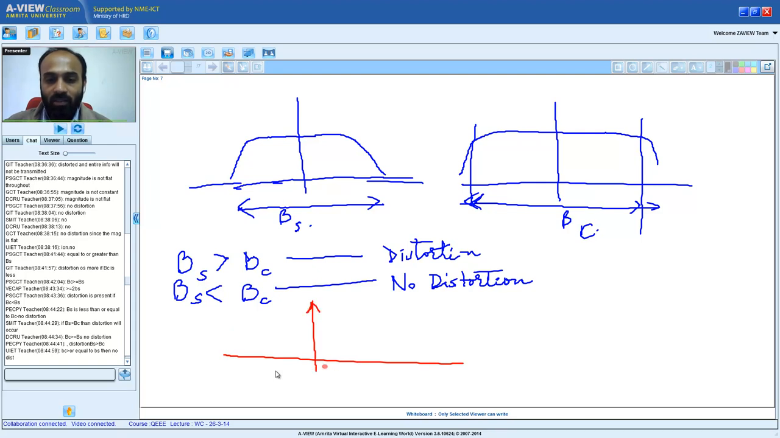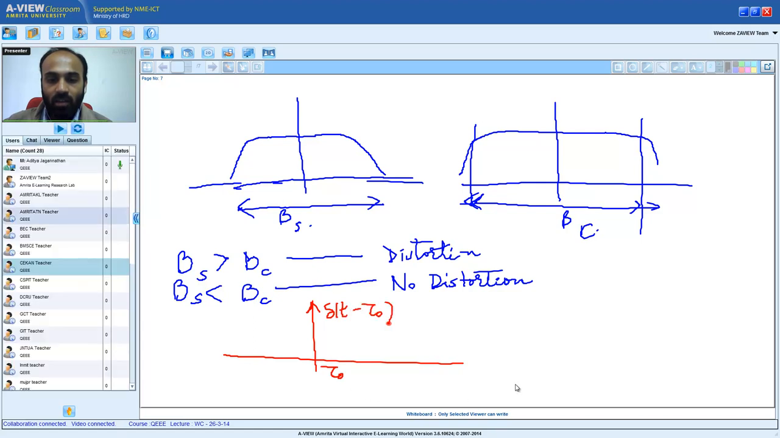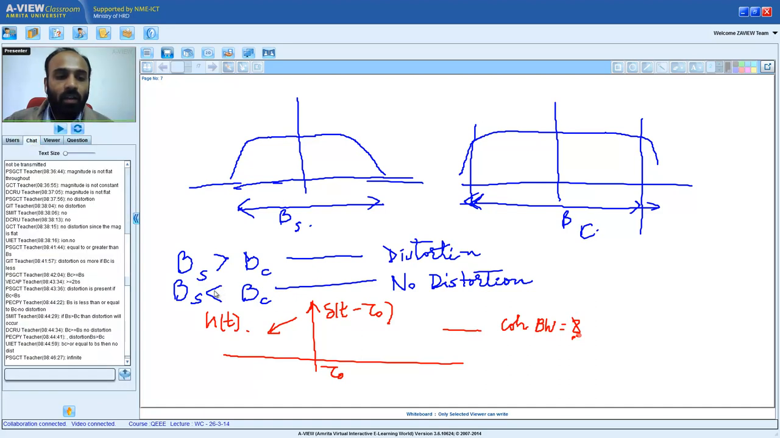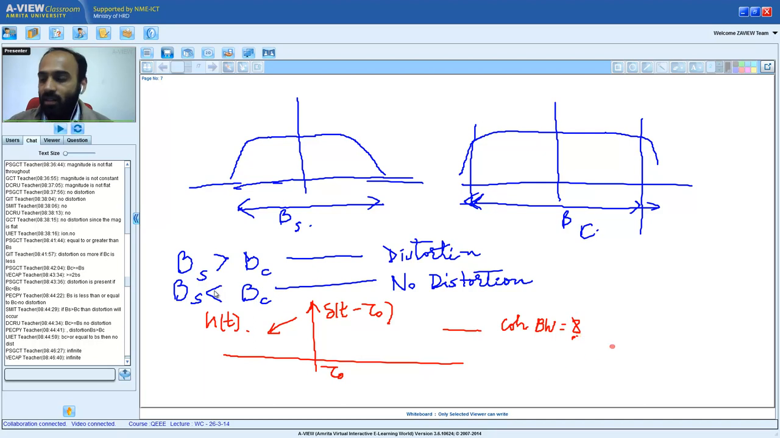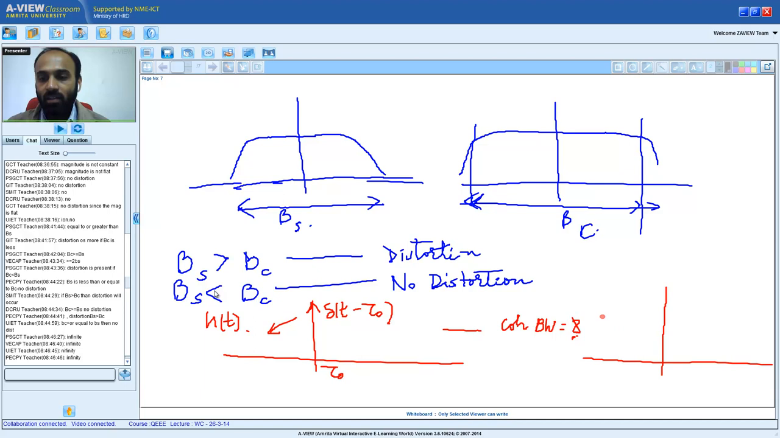And that is where this is important. Let's say I have a single impulse, delta t minus tau naught. Can someone tell me what is the coherence bandwidth of this channel? If h(t) equals delta(t minus tau naught), then the coherence bandwidth is infinity, right? The coherence bandwidth is infinite because the channel's magnitude response is flat over the entire frequency range. Therefore, coherence bandwidth Bc equals infinity.